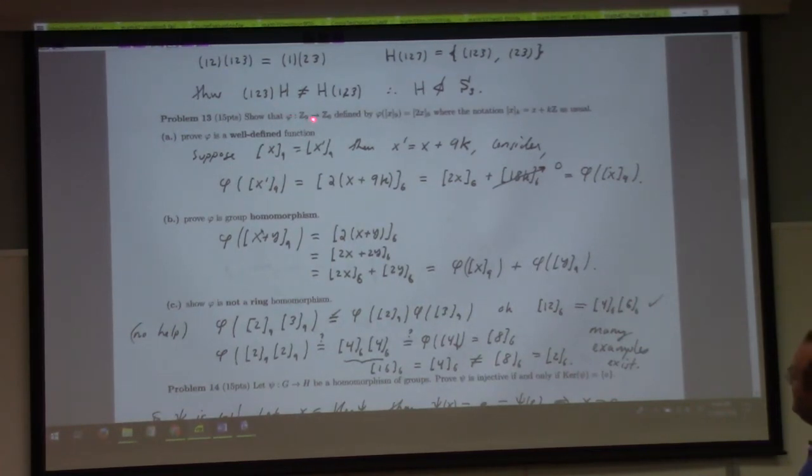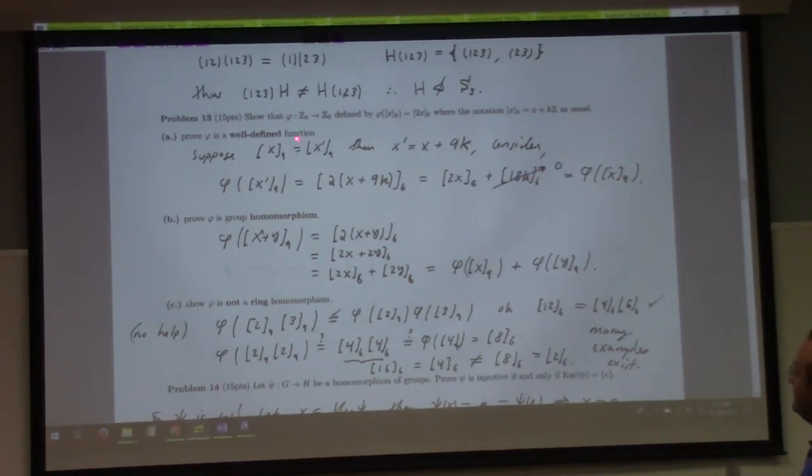So phi from Z9 to Z6, defined by, we map the residue class mod 9 with representative x to the residue class mod 6 with representative 2x. Then the question is, is this a well-defined function? Oh, prove it's a well-defined function.